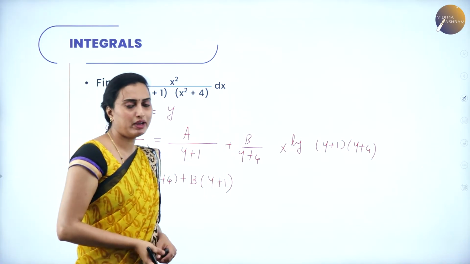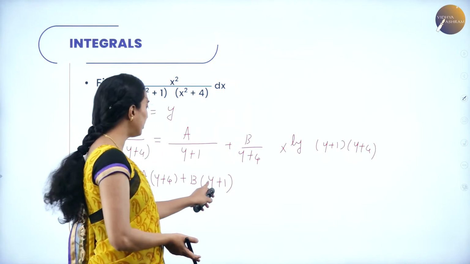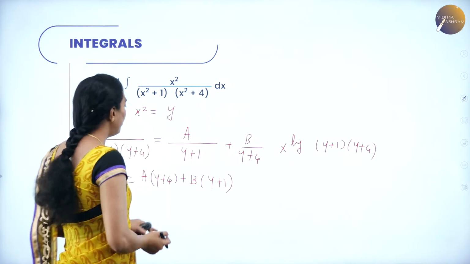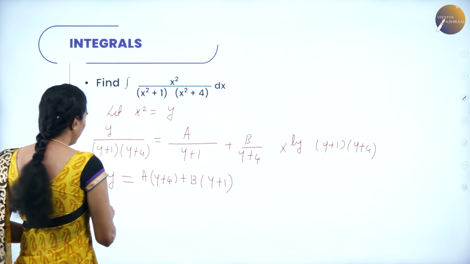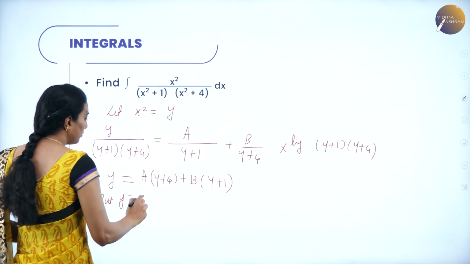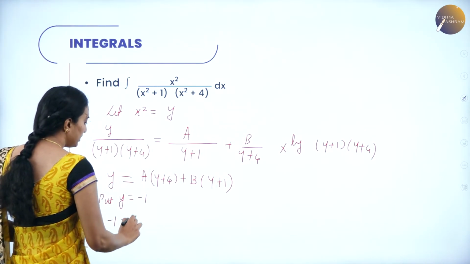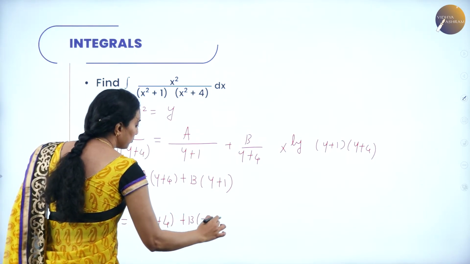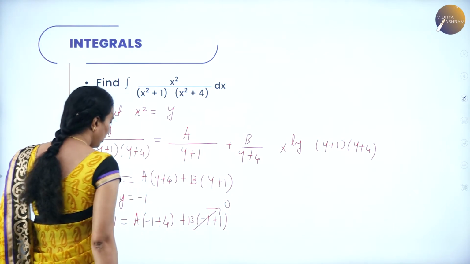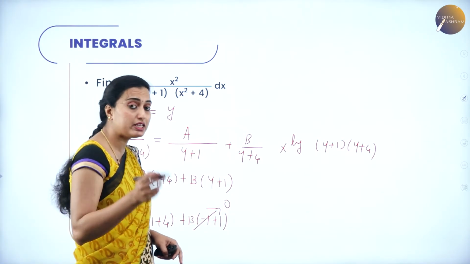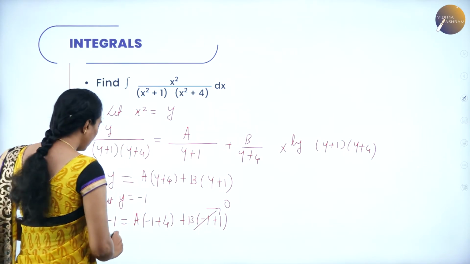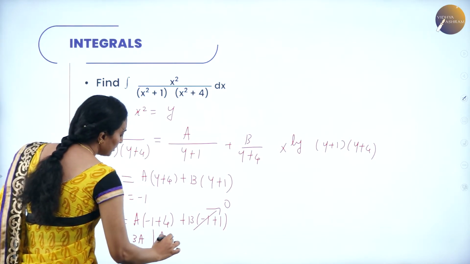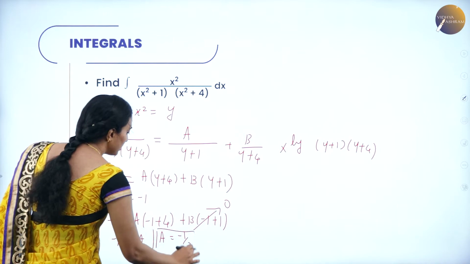Now you can either compare the coefficients, or you can substitute the y value as minus 1 here, so that you are going to get the a value, isn't it? Because minus 1 plus 1 will get cancelled. Now put y equal to minus 1. So minus 1 is equal to a into minus 1 plus 4, plus b into minus 1 plus 1. So this will become 0. Minus 1 plus 4 is nothing but plus 3. On the right hand side you are having minus 1. So minus 1 is equal to 3a, or a is equal to minus 1 by 3. Now this is the a value.